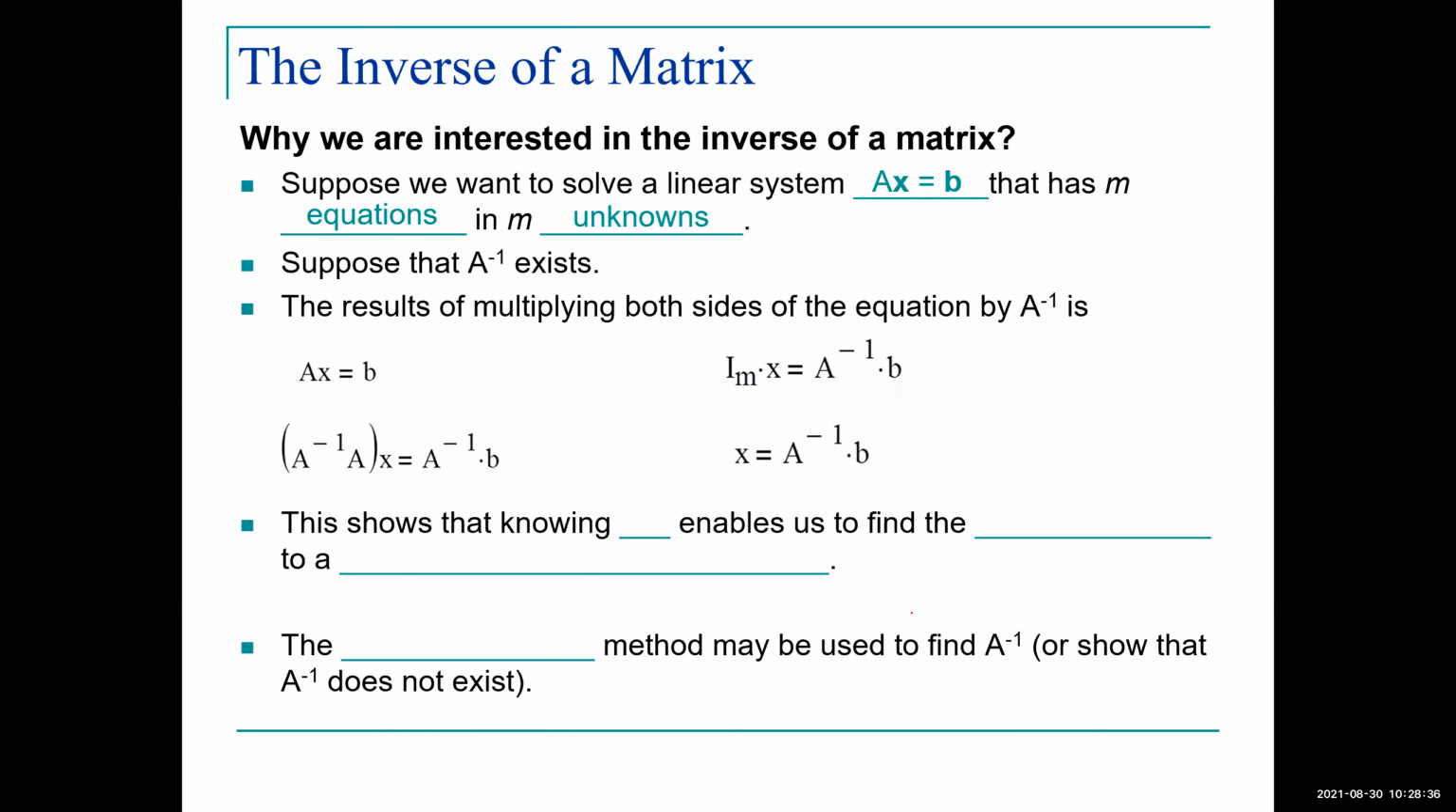Okay, so that's the purpose. Good. So this shows that knowing A inverse enables us to find the unique solution to a square linear system of equations. The Gauss-Jordan method may be used to find the inverse of a matrix or show that that inverse does not exist.